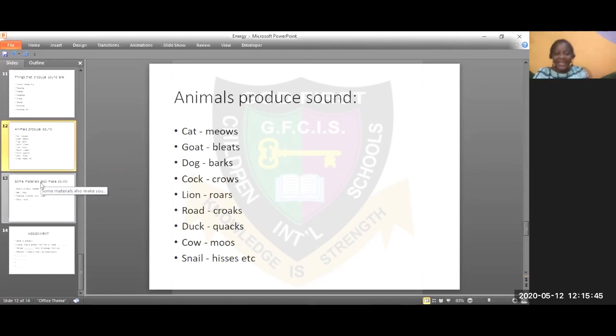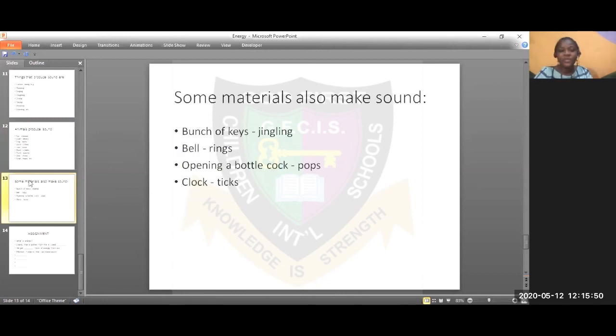Moo. Moo. The last one, I told you that some objects make sound. Like your buttercup. It makes what sound? Pop. A buttercup pops. And your clock. What is the sound of a clock? Tick. Tick. What you have to do, do quick. Then a clock sound. Ticks. Okay? Beautiful.